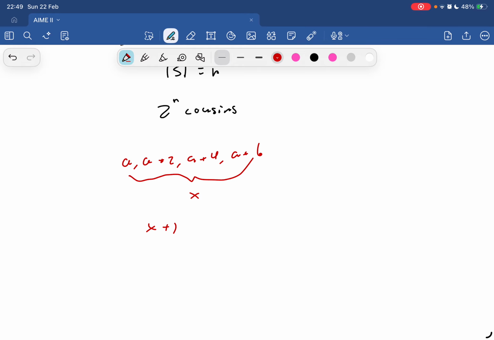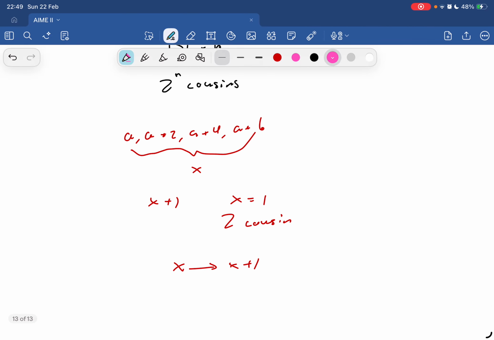So a block of one element gives you two cousins. If x equals 1, a block of 2 gives 3, a block of 3 gives 4, and so on. So the pattern is x becomes x plus 1, right? Now, if blocks are separated by more than 2, they don't interfere, so their counts multiply. If you have blocks of length x1, x2, x3, then the total number of cousins will be (x1 plus 1) times (x2 plus 1) times (x3 plus 1).